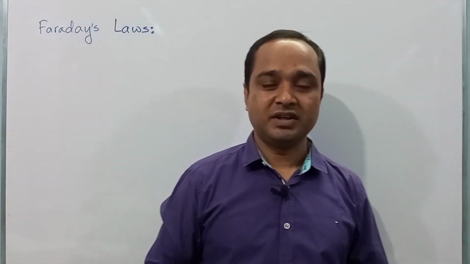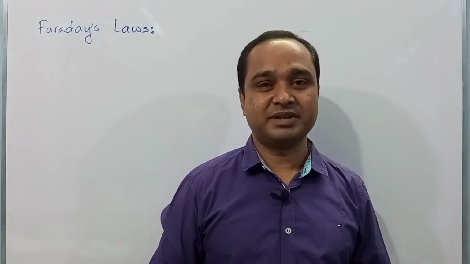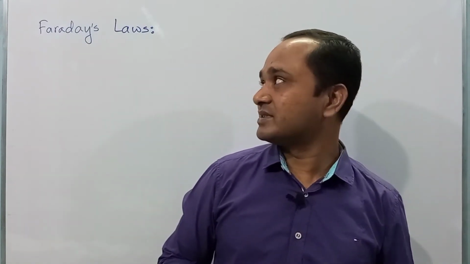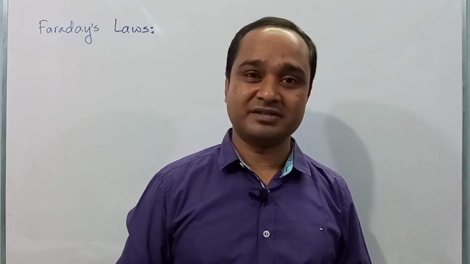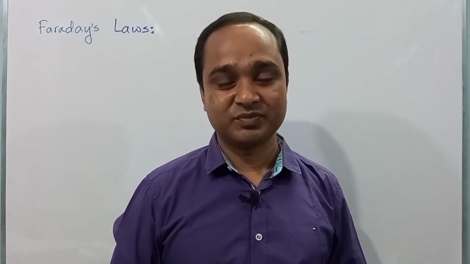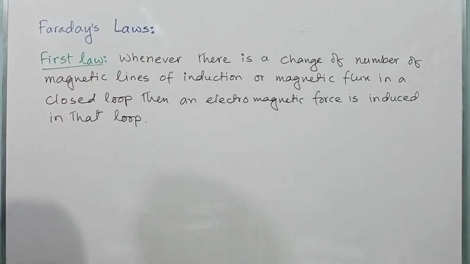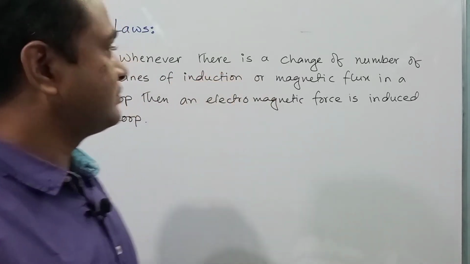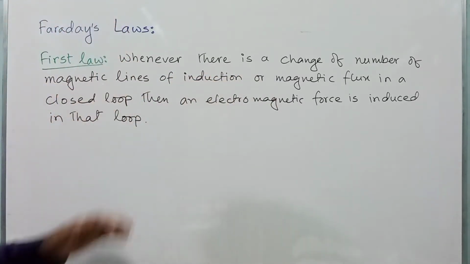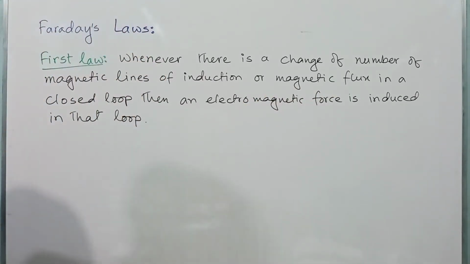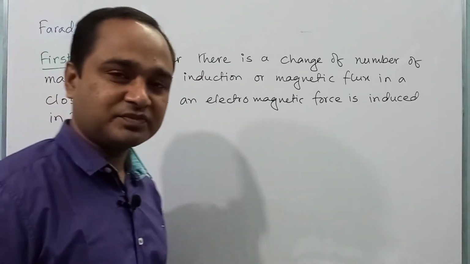Dear student, after observing the result of his experiment, the famous scientist Faraday gave two laws of electromagnetic induction. To honor our famous scientist, these two laws are known as Faraday's laws of electromagnetic induction, right? He gave two laws. In the first law, he said that whenever there is a change in the number of magnetic lines of induction or magnetic flux in a closed loop, then an electromotive force is induced in that loop, right?